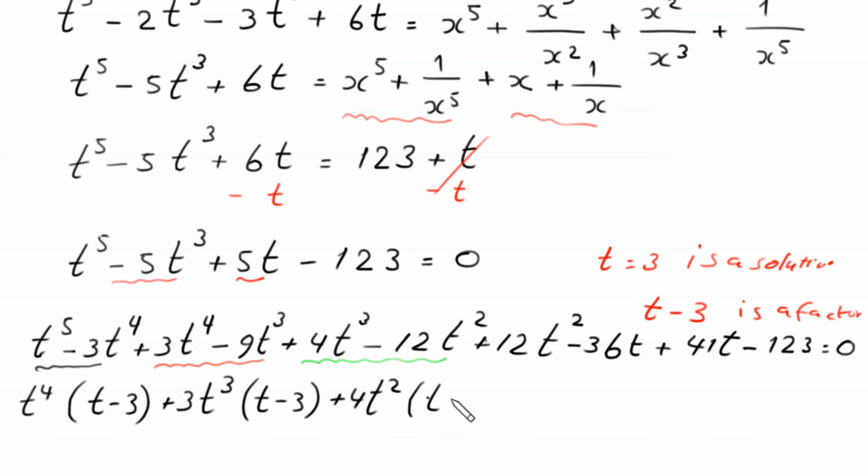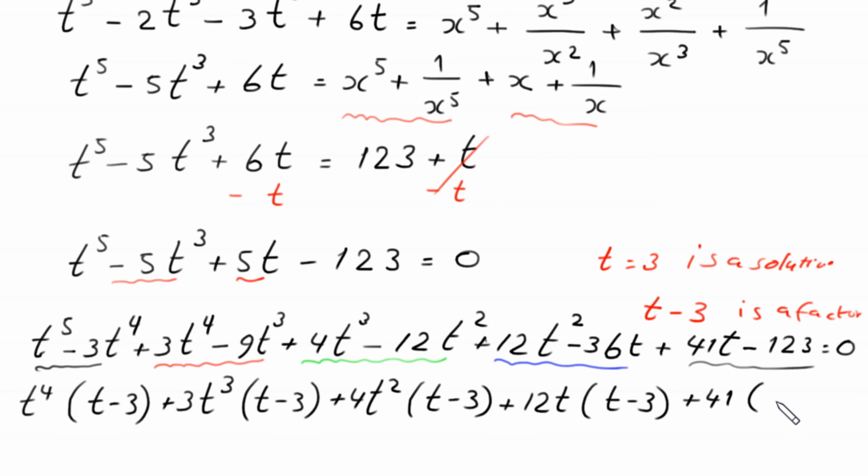bracket left t minus 3, and from these two terms we can factor out plus 12 times t, in bracket left t minus 3, and from these two terms we can factor out plus 41, in bracket left t minus 3 is equal to 0.